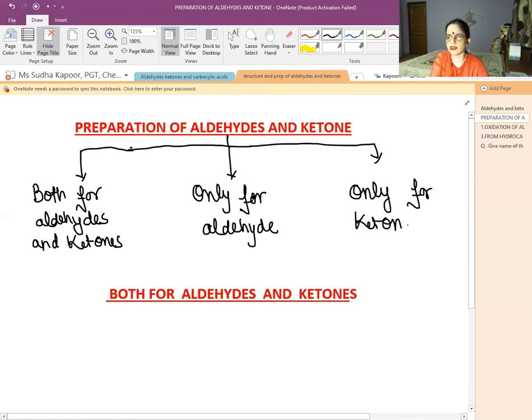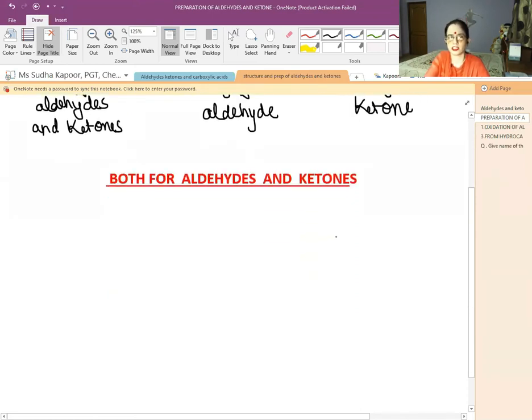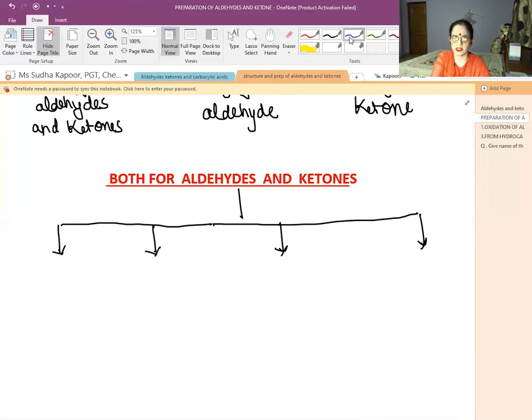So we have to start learning the preparation part in three categories. But this time we are dealing only with the preparation of aldehydes and ketones. That is, these are the chemical properties by which both aldehydes and ketones can be prepared. So let us draw a flow chart for it also, showing how many reactions are associated with the preparation of both aldehydes and ketones. Some of these are studied by you in class 12, some of these in class 11.